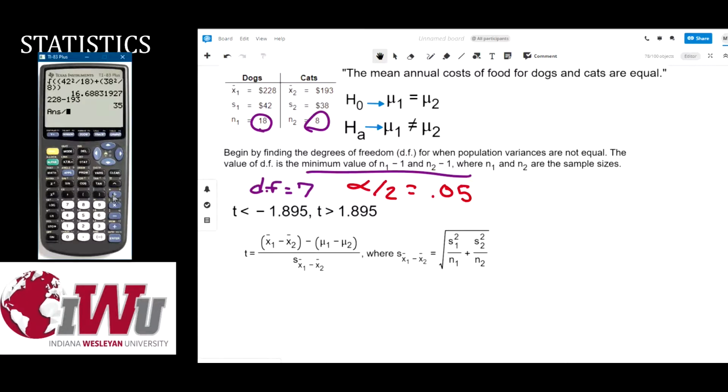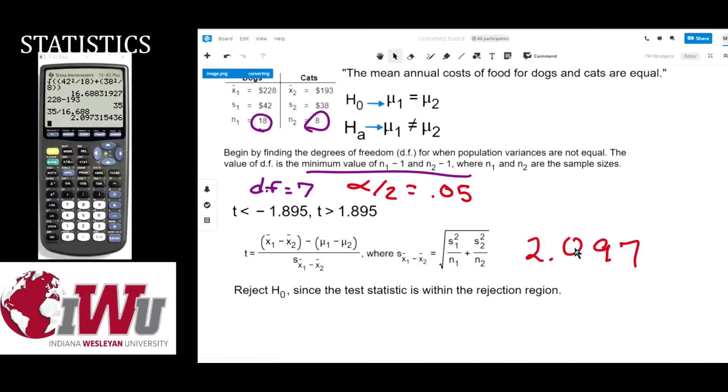So divide by, well, here, let's make sure you know what I'm doing. So 35 divided by 16, and we'll just do 0.688. Enter. So we have approximately 2.097. So after we do this and plug it in the formula, our test statistic we end up getting is 2.097.